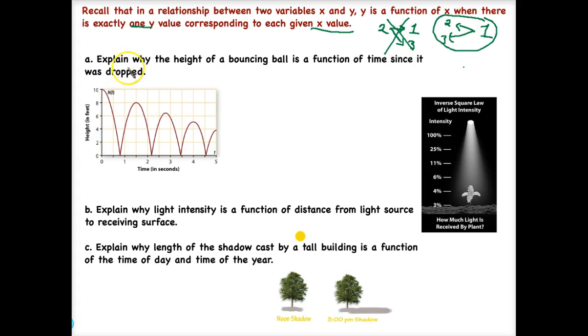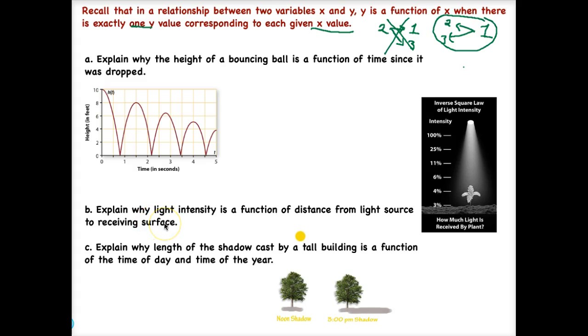Now pause the video and see if you can explain why the height of a bouncing ball is in fact a function of time, since it was dropped. To explain this, you can use the logic we just used. Each x value here is mapped to only one y value, so in fact it's a function.